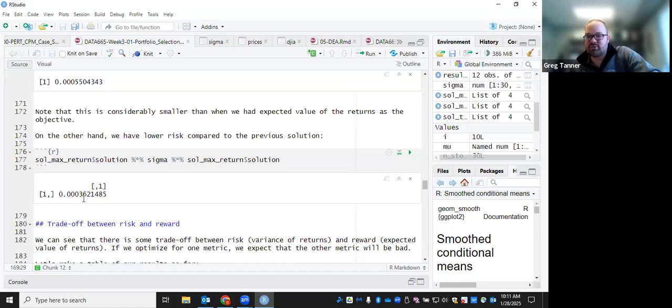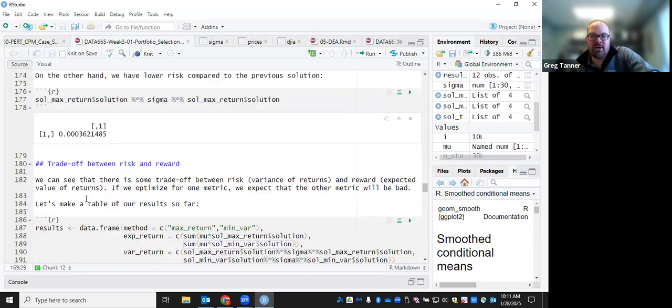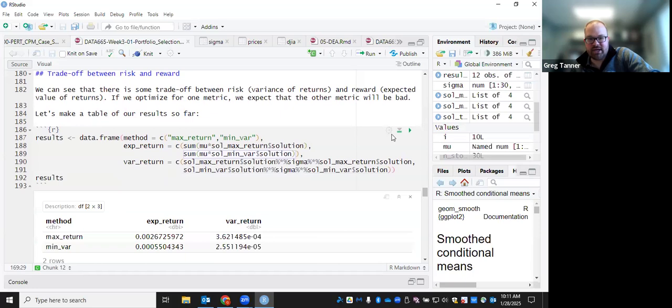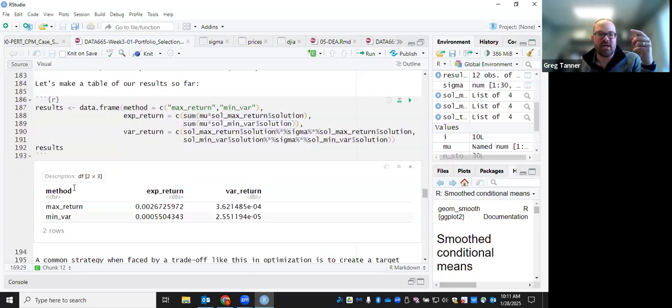So there's always going to be a trade-off between risk and reward, between the variance of our returns and the expected value of our returns. And if we optimize for one metric, we don't expect the other metric to do very well. Here's a basic table of our two strategies. If we try to maximize return, this is our expected return, and this is our expected variance. We see we get a higher variance and a higher return. If we try to minimize variance, we get a lower return, but a lower variance. So less reward, but also less risk.